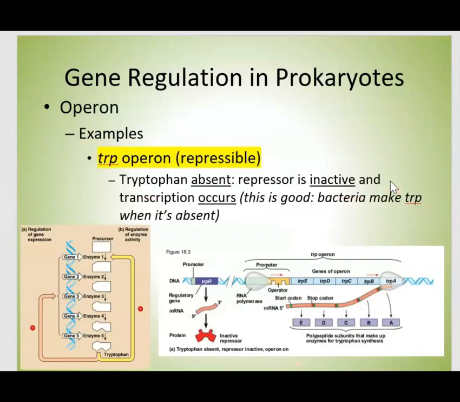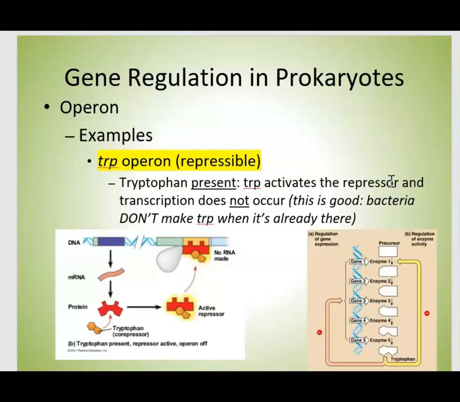Okay, so when there's no tryptophan, we want this to be turned on in order to make more tryptophan. So if that's going to happen, the repressor has to be inactive so that transcription will happen. That little paper clip is not going to be bound to the operator if we don't have any tryptophan, because we need to make some. All right. So if there is a lot of tryptophan, then of course that repressor is going to bind to that operator to block transcription. Again, we're not going to make more tryptophan if we already have some. Okay, so that's kind of the basic idea.